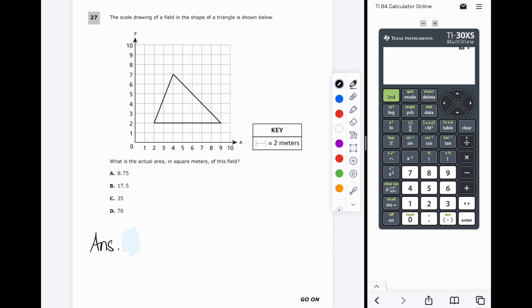Let's look at the answer for number 27. Here's the reveal. 3, 2, 1. It is D. All right, so let's go into it and break it down. What is the actual area in square meters of this field?